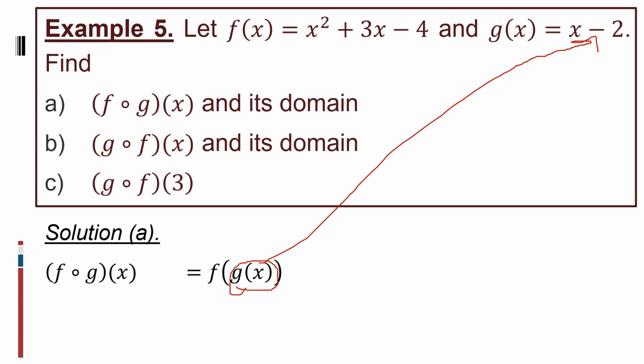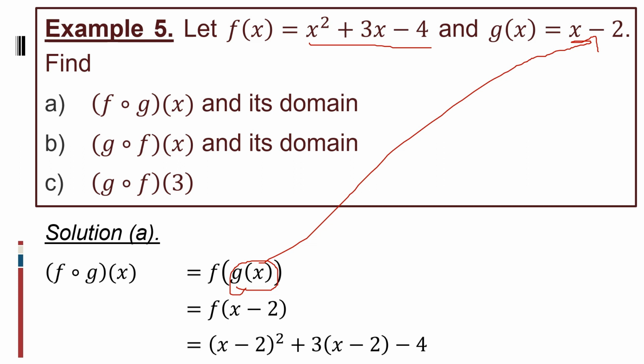So, pwede kong palitan yan ng x minus 2 or that is f of x minus 2. So, it's like evaluating f now at x minus 2. So, that is x minus 2 squared, dito galing yung f of x natin, x minus 2 squared plus 3 times x minus 2 minus 4.